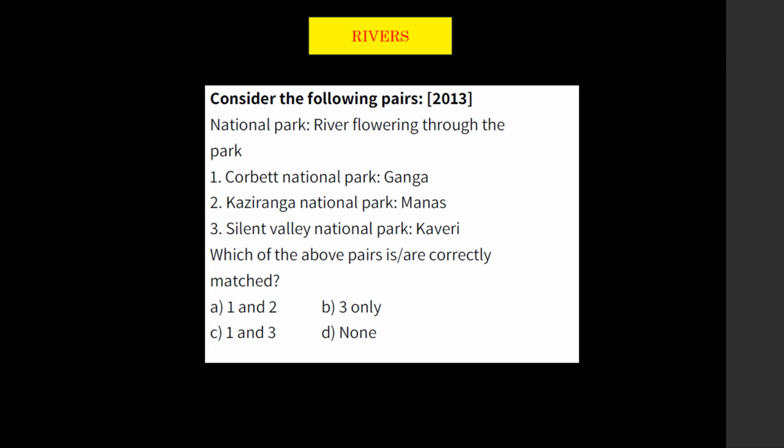Next, you can see another very famous type: rivers. Which river is flowing through the Corbett National Park? Which river is flowing through the Kaziranga National Park or Silent Valley National Park? Okay, this is very, very important. Again, I'm telling you, do not worry about this. I have prepared an entire list of protected areas and the rivers flowing through them. I'm going to share it with you at the end of this video. Just first you understand how you have to prepare the protected areas, and what elements you have to look for while reading any protected area.